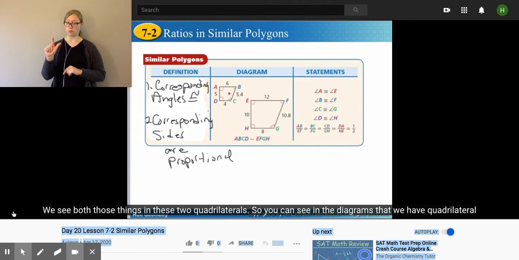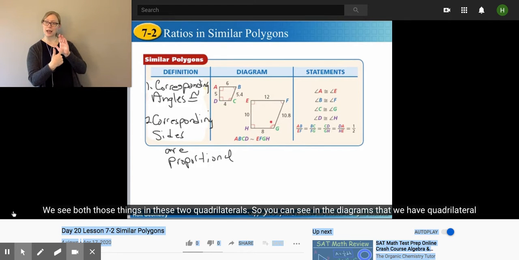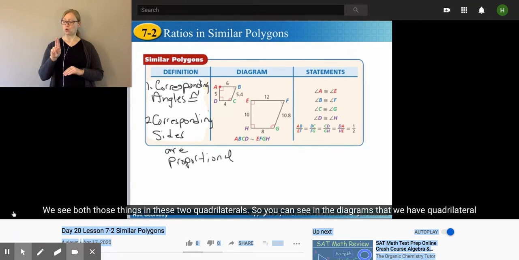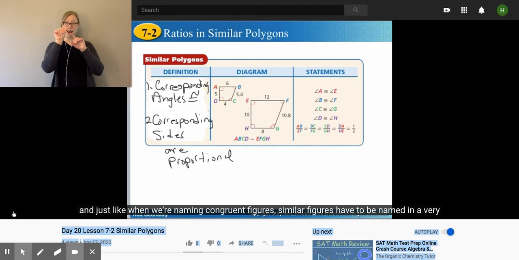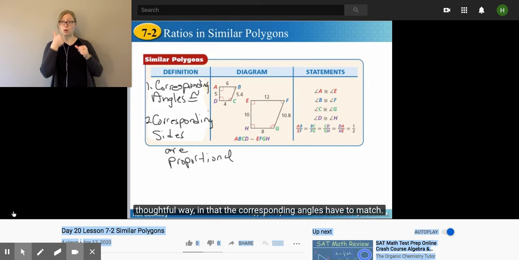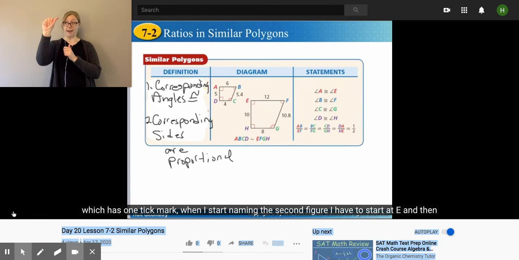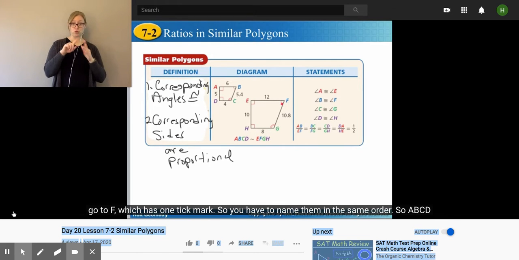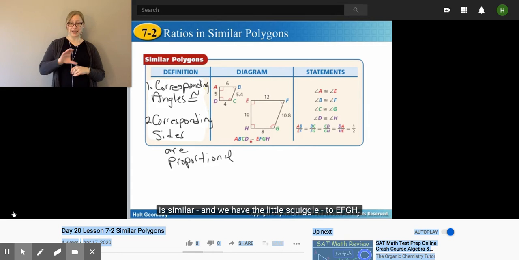We can see both those things in these two quadrilaterals. So you can see in the diagrams that we have quadrilateral A, B, C, D, and just like when we're naming congruent figures, similar figures have to be named in a very thoughtful way in that the corresponding angles have to match. So if I start at this right angle and then move to angle B, which has one tick mark, when I start naming the second figure, I have to start at E and then go to F, which has one tick mark. So you have to name them in the same order. So A, B, C, D is similar, and we have the little squiggle, to E, F, G, H.